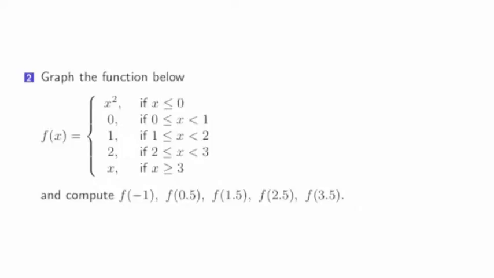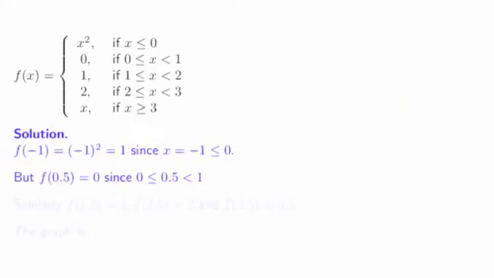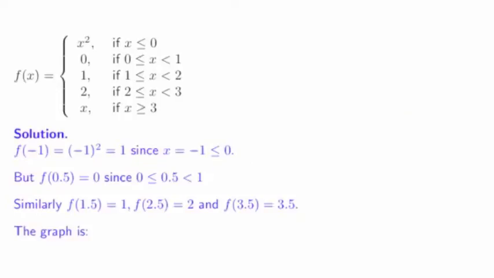We can compute some function values for practice. If we plug in minus 1, we obey the first rule, so we have to square minus 1 and get 1. If we plug in 0.5, however, we obey the second rule, and we'll just get 0. If we plug in 1.5, we obey the third rule. If we plug in 2.5, we obey the fourth rule. And if we plug in 3.5, we obey the last rule. So we can plot these points and talk about what happens in the various regions.